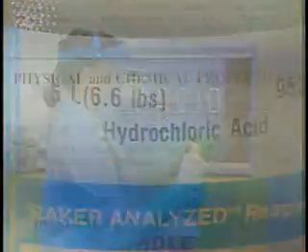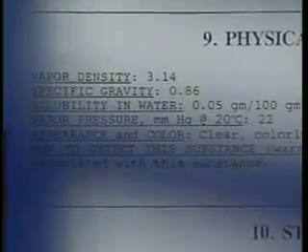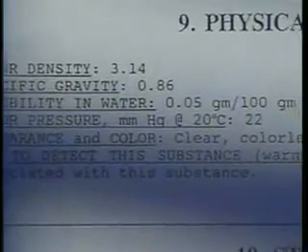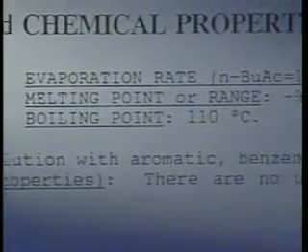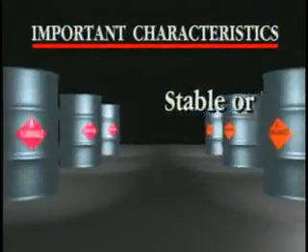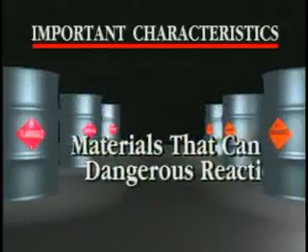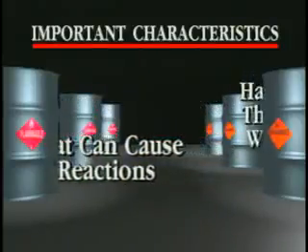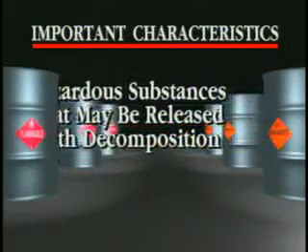rubber gloves. You'll also find the physical and chemical properties of a material, such as its appearance, evaporation rate, and melting and boiling points. By knowing the physical and chemical properties, you'll be better able to protect yourself. Other important characteristics listed include whether the material is stable or unstable, conditions and other materials that can cause dangerous reactions with it, and hazardous substances that may be released with decomposition of the material.